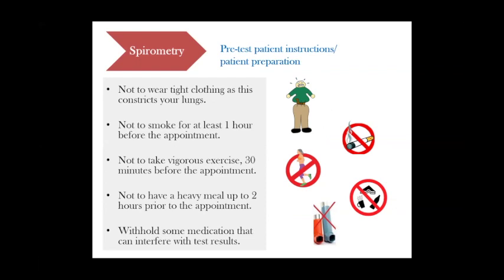There are some instructions that the patient should be informed about before performing the test, in order to get an acceptable test that we can rely on and be able to diagnose our patient perfectly well. First of all, we should give these instructions to our patient when we schedule their pulmonary function testing. They should come to the pulmonary function lab wearing comfortable clothing, not tight clothes, so they will breathe freely without any restriction. They should refrain from smoking at least 1 hour from the appointment, and they shouldn't take any vigorous exercise 30 minutes before the appointment, and they shouldn't have a heavy meal for 2 hours prior to the appointment.